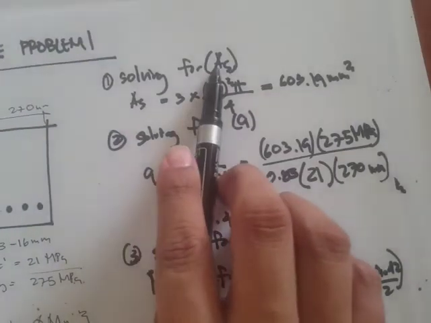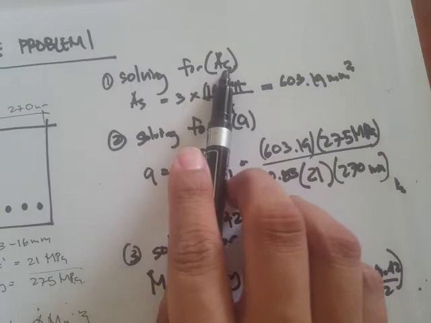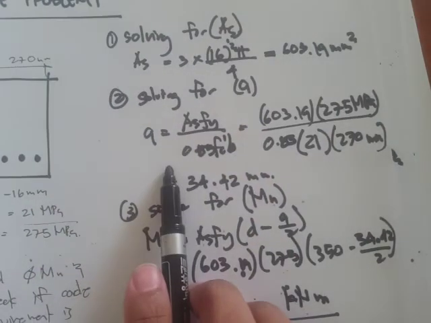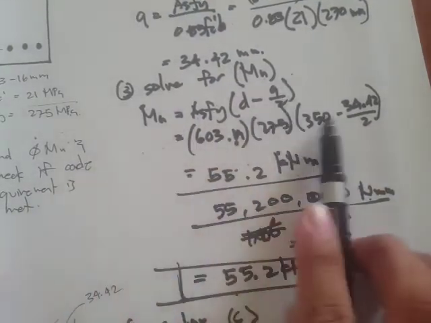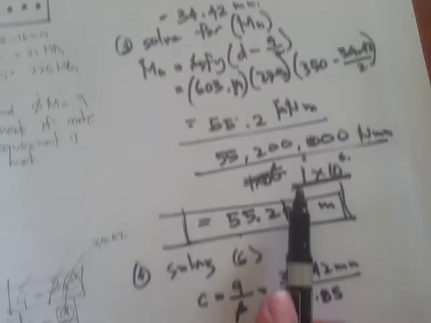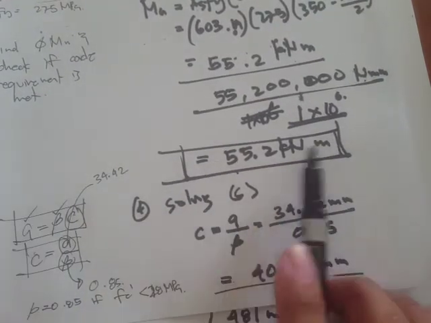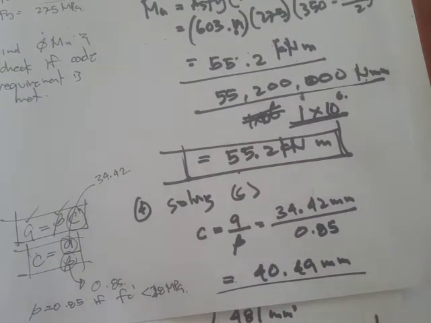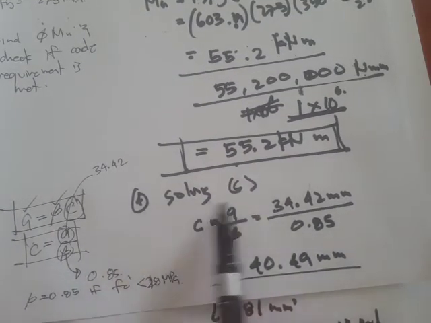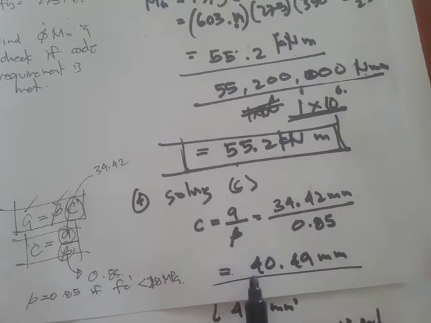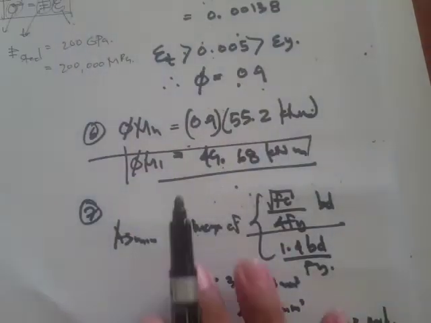We first solved for the steel area because we need that in calculating the depth of the stress block. Once we solve for the depth of the stress block, we can solve for the nominal moment capacity. Once we solve for the nominal capacity, we have to solve for the strength reduction factor. But in order to do that, we have to solve for the depth of the neutral axis.